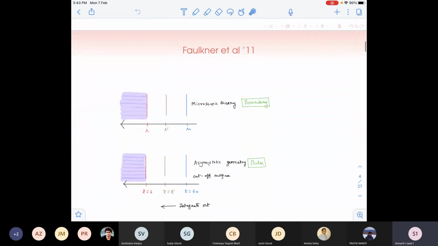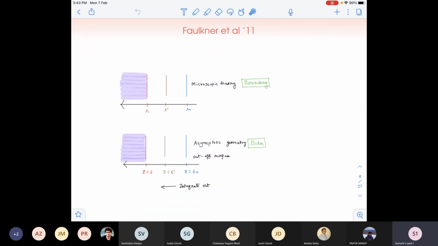Okay, so to clarify this better, I have taken a picture from the paper of Faulkner. There are two pictures: one at boundary and one in bulk. On the boundary, what we are doing is, this lambda naught is the UV cutoff, and we are getting a low energy theory at lambda. So we are integrating out modes from lambda naught to lambda, and we are getting a Wilson action at scale lambda, and this lambda star is an intermediate scale.